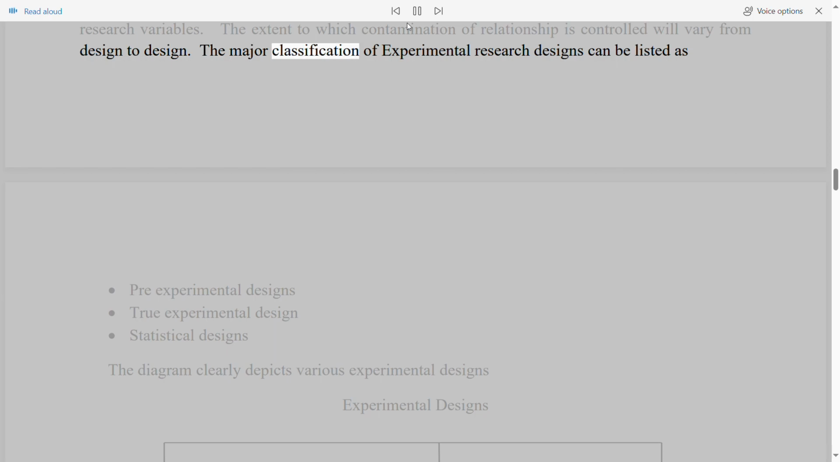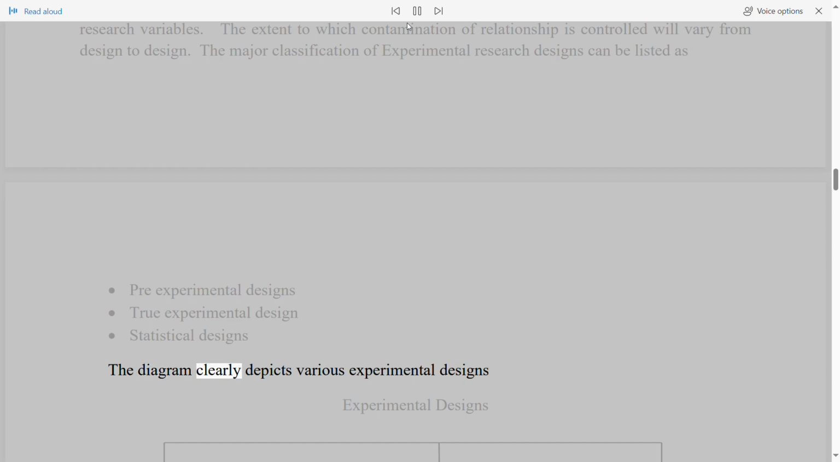The major classification of experimental research designs can be listed as: pre-experimental designs, true experimental designs, and statistical designs. The diagram clearly depicts various experimental designs.